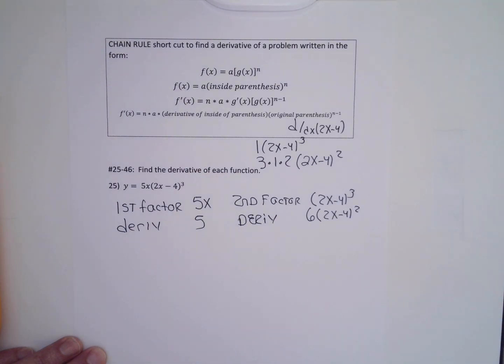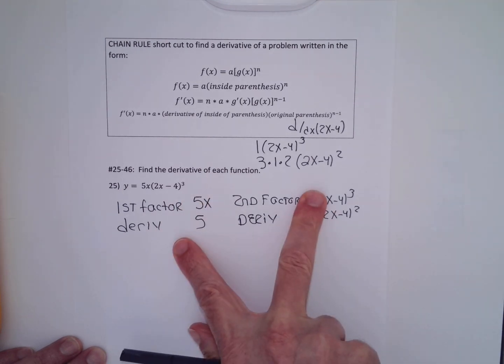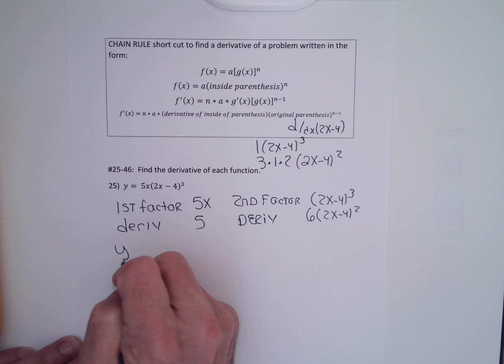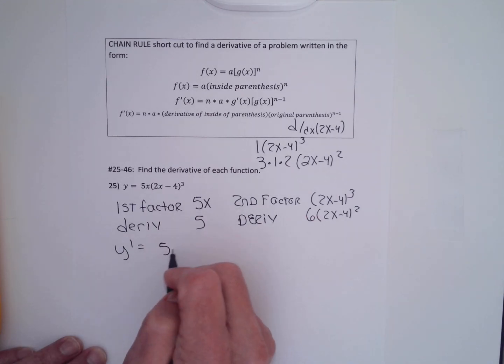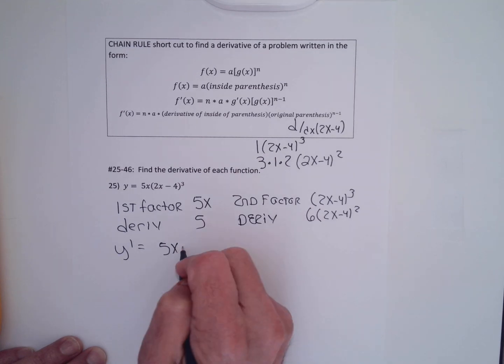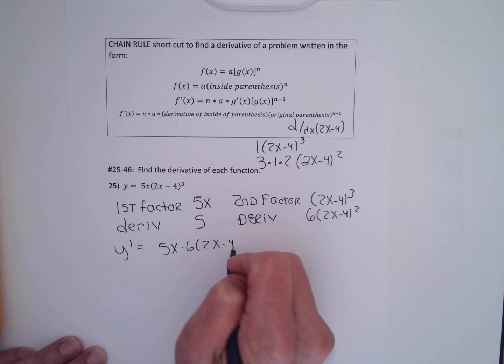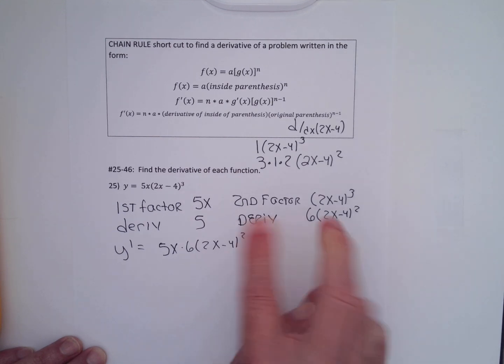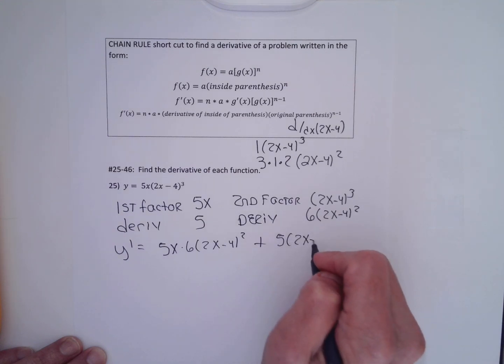Now I'm set up for the product rule. In the middle of doing the product rule, I needed the chain rule. I'm going to cross multiply down, cross multiply up, put a plus sign between. So the derivative is 5x times 6 times 2x minus 4 squared, and then plus 5 times 2x minus 4 cubed.